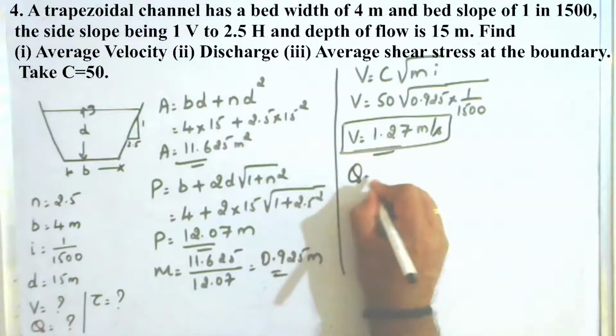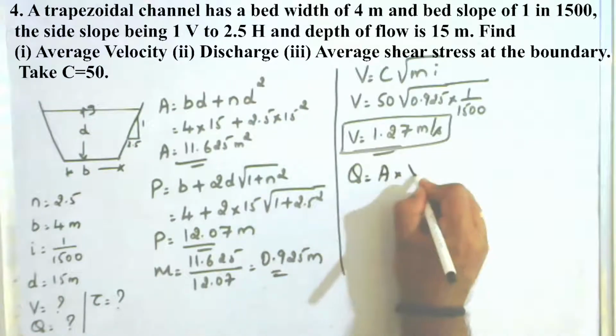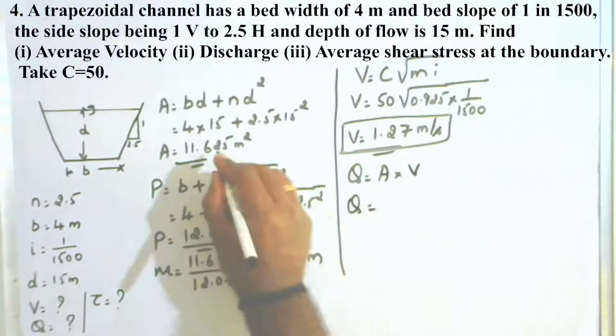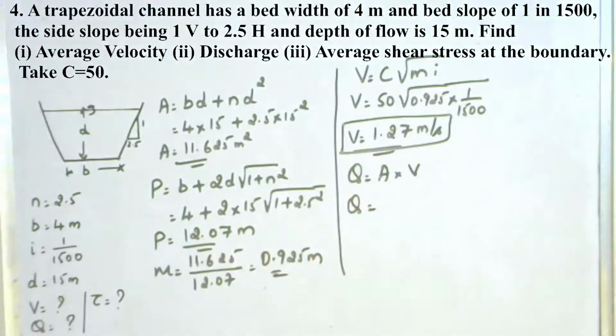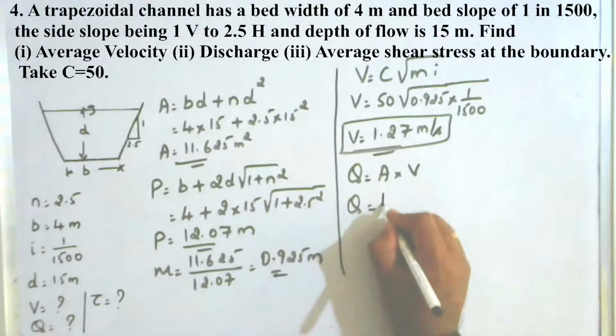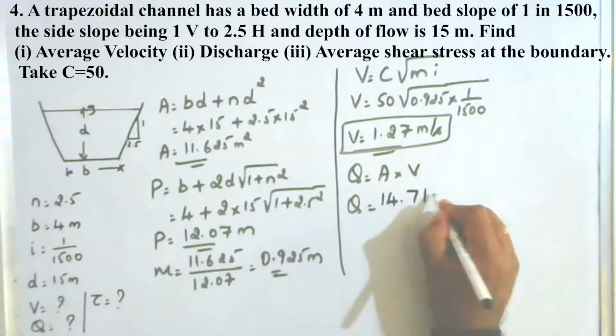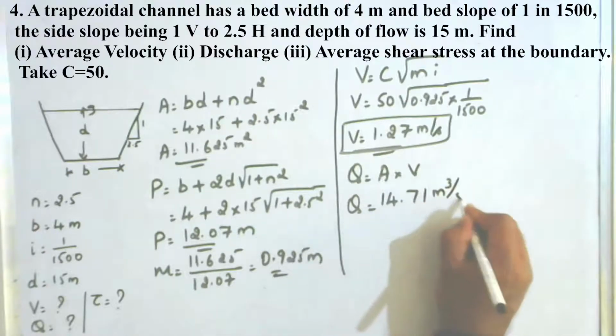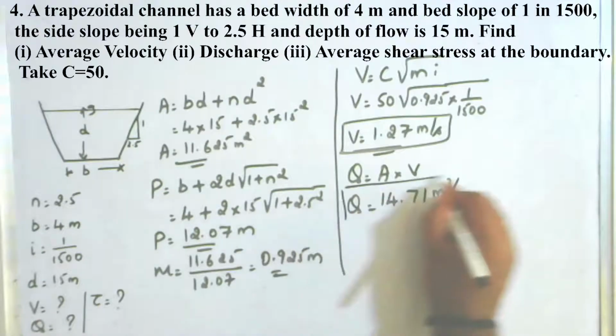Then discharge Q is equal to area into velocity. Then area is 11.625, velocity is 1.27. If you substitute, you will get 14.71 meter cube per second.